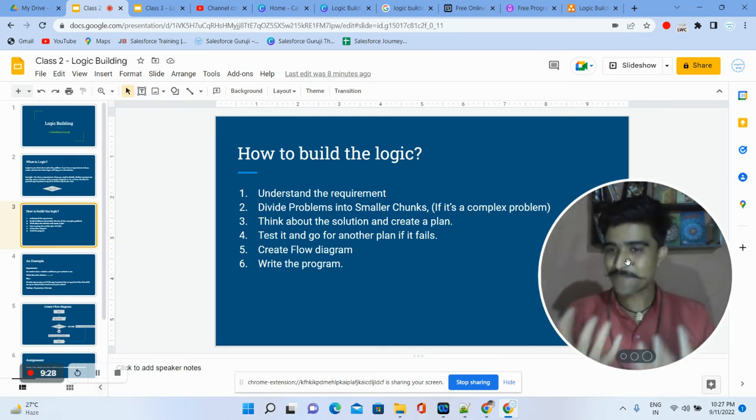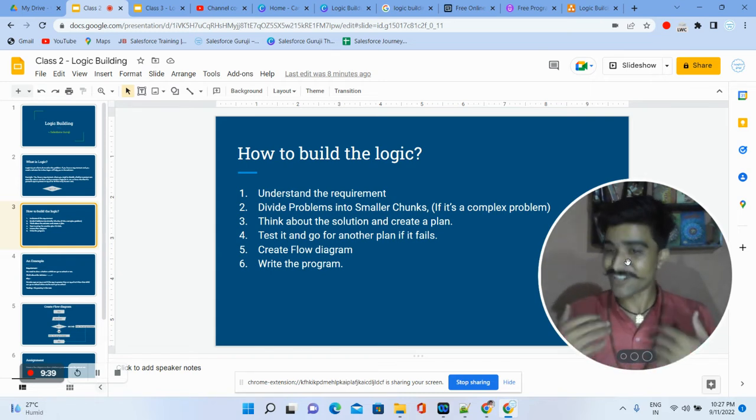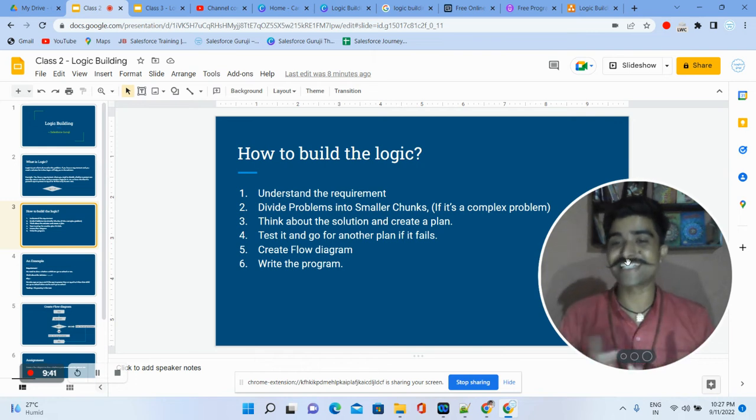Because it's a computer, it's not a human. It will work according to the logics only, according to the binary language, not according to us, not according to feelings. It will not understand the situation. So that's why we need a perfect plan.